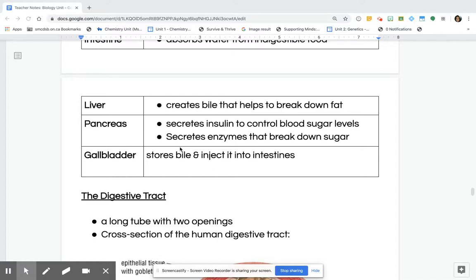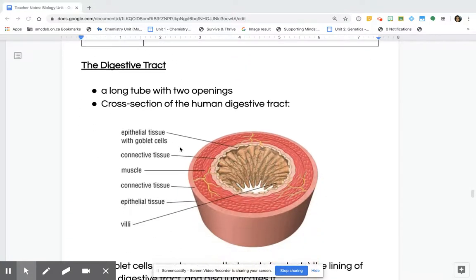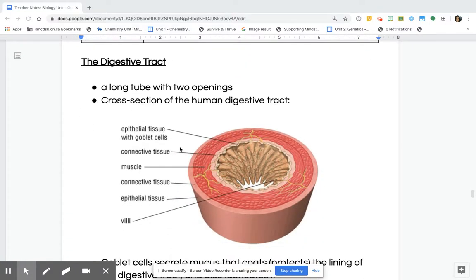Like we said before, our digestive tract is a very long tube with two openings, our mouth and our anus. And we can actually see this crazy cross section. It almost looks like some sort of sci-fi animal. Here along the edges is epithelial tissue. Then we have connective tissue. And notice the majority of our digestive tract is actually muscle tissue, because it has to contract and release to help our food pass through.